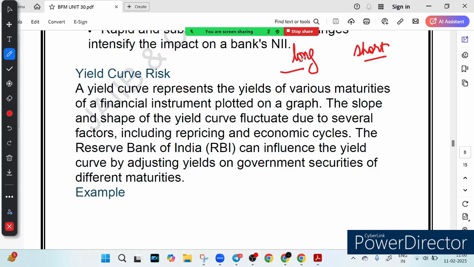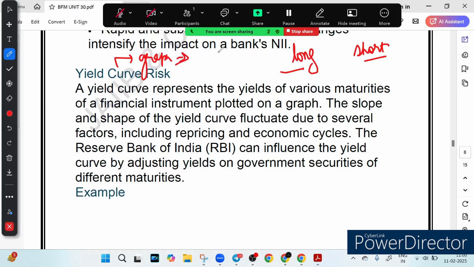Now imagine a bank earning good money today but suddenly losing it in the next quarter because of something called yield curve risk. What is it? Why does it happen? And how does it impact a bank? Let's break it down in a super simple way. First, what is the yield curve? Think of the yield curve as a graph that shows interest rates for different loan durations.